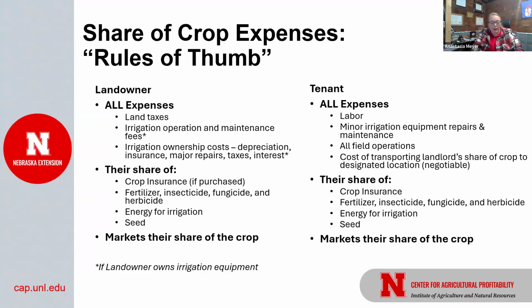So if you inherited a crop share, become good friends with that tenant if you're keeping them, and then just make sure that you are asking those questions. Like, when are those expenses going to come due? What am I paying for?